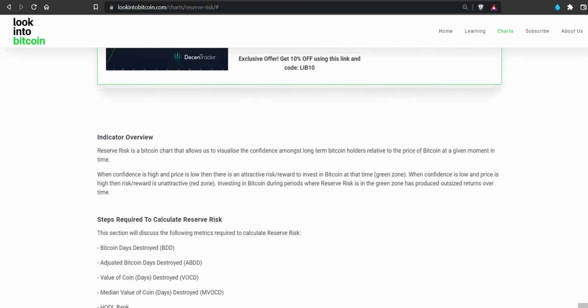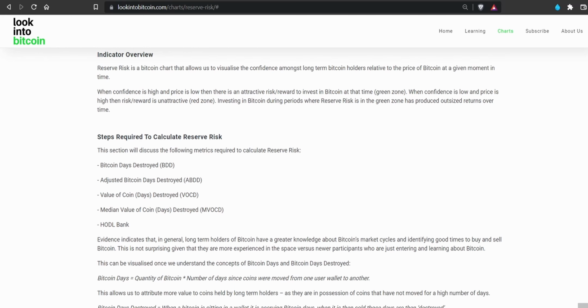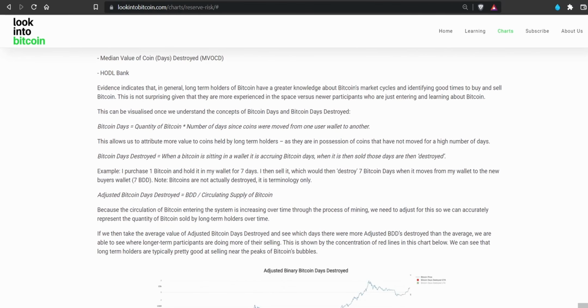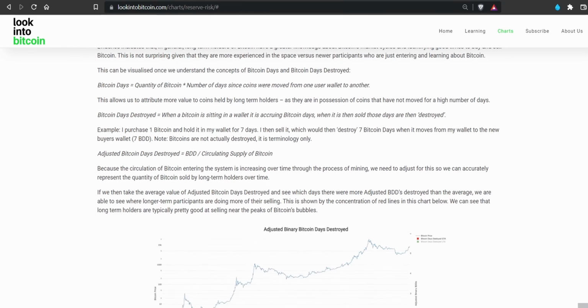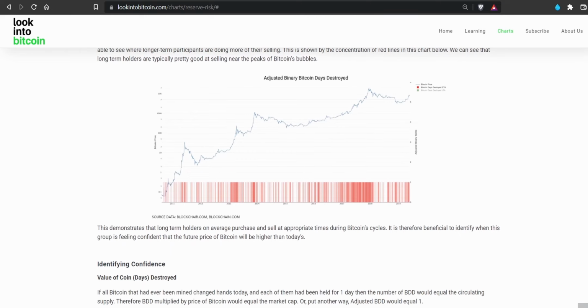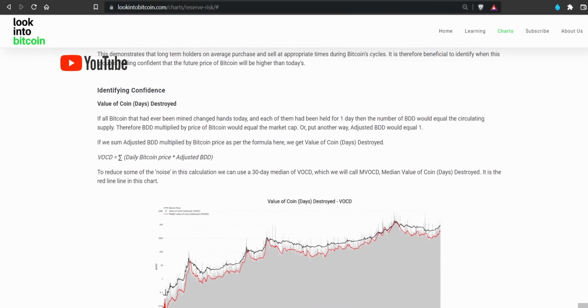Also, as a side note, if you'd like more information on how the reserve risk is calculated, the exact formulas behind it all, if you go onto the chart here and just beneath it, you can see in this information section, we have more in-depth analysis behind the history of the indicator and how you can potentially fine-tune it to be even more accurate for your trading and investing.